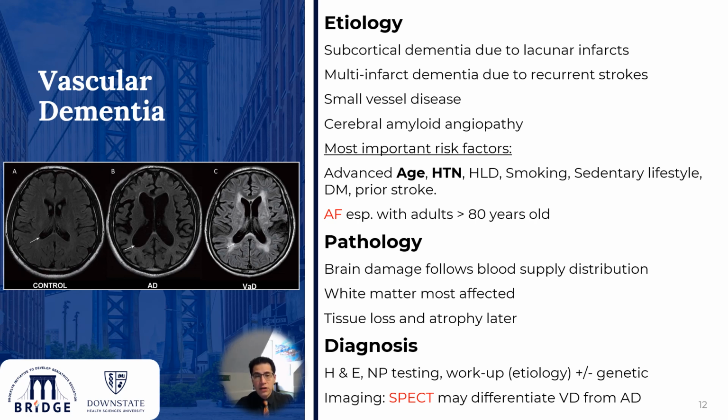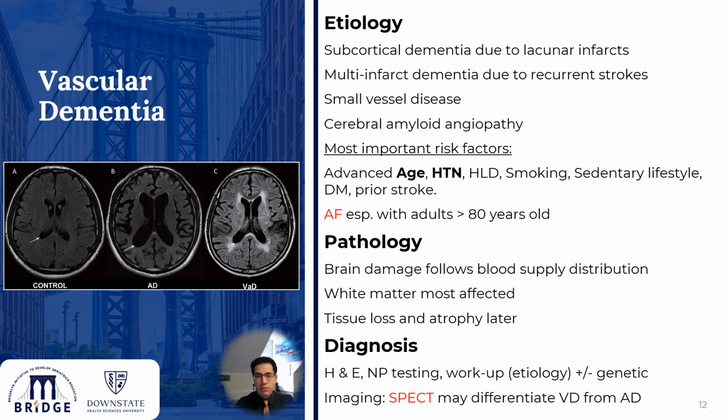Other risk factors include dyslipidemia, smoking, obesity and sedentary lifestyle, diabetes, and a history of prior stroke. These risk factors were according to a large cohort study called the InterStroke, investigating the modifiable risk factors of cerebrovascular disease. Once you cross 80 years of age, atrial fibrillation jumps up on the list to be second after advanced age. So the pathology is simple.